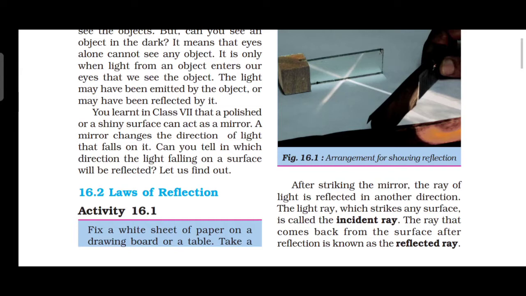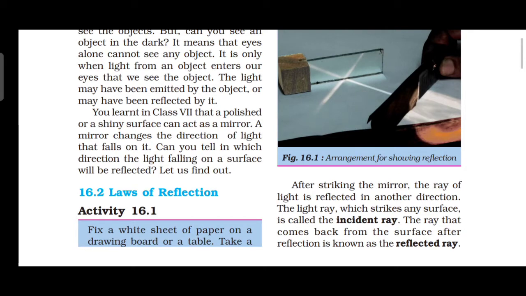Okay, here there is an activity 16.1. First I explain the activity, then I have given one example video also for that activity. First we want to fix a white sheet of paper on a drawing board or a table. Then take a comb and close all but one of its openings. Then hold the comb perpendicular to the sheet of paper. Throw light from a torch through the opening of the comb from one side.